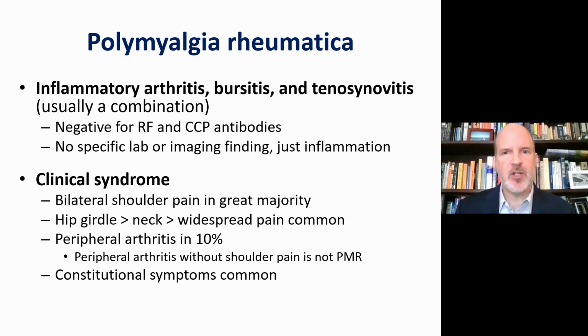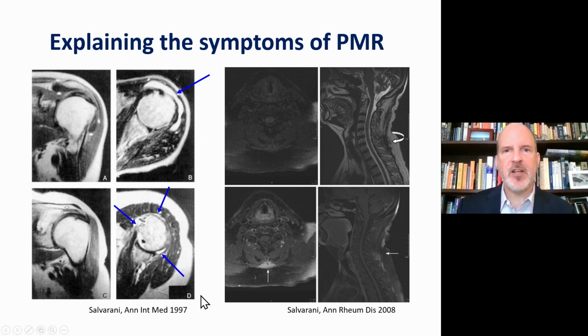The clinical syndrome usually features bilateral shoulder pain. And then in addition to that, a lot of patients will have hip girdle or posterior neck pain, but they often can just feel lousy all over. It's different from fibromyalgia, but they'll often have a lot more than just that. Some will have overt peripheral arthritis, and it's hard to tell the difference between that and rheumatoid arthritis, and constitutional symptoms are really common. Here's just briefly why people have this, as an example.